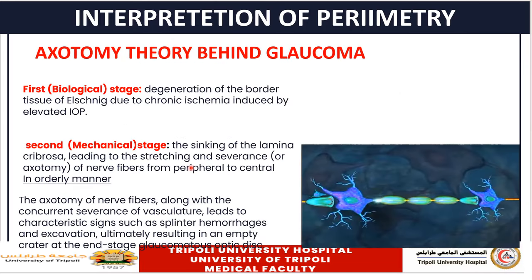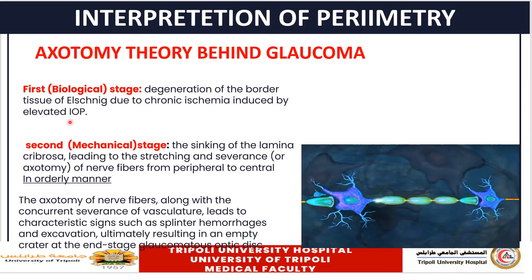The axotomy theory, I will explain briefly, according to the people who invented this theory, is made up of two stages. The first stage is the biological stage, in which elevation of the intraocular pressure causes ischemia to the border tissues adjacent to the optic disc, and this will initiate degenerative changes in the border tissues of Elschnig, as well as changes in the lamina cribrosa. Now at this stage it is only a degenerative stage, and there is still no mechanical stage.